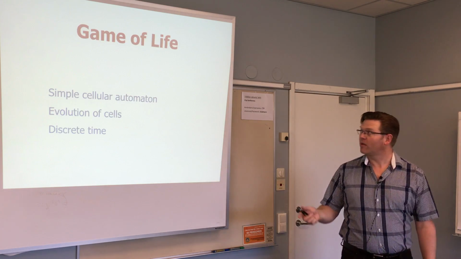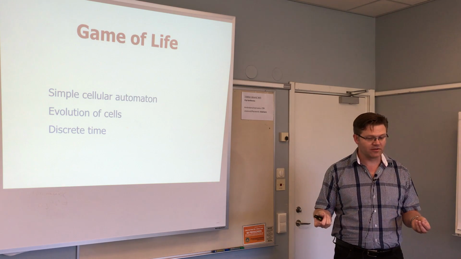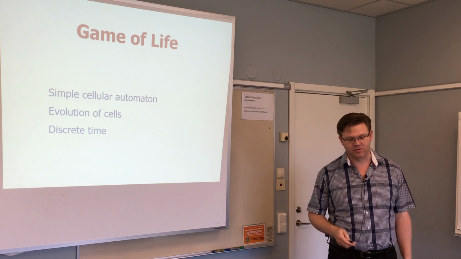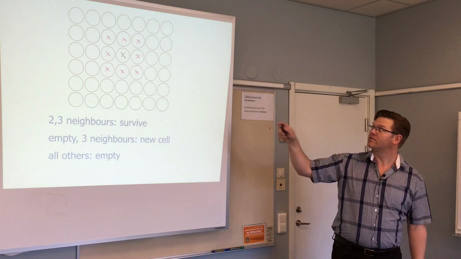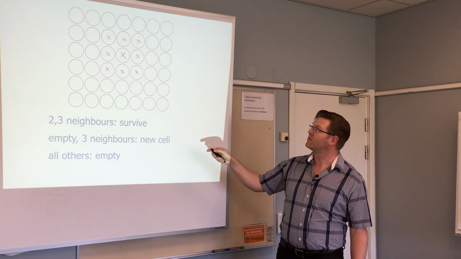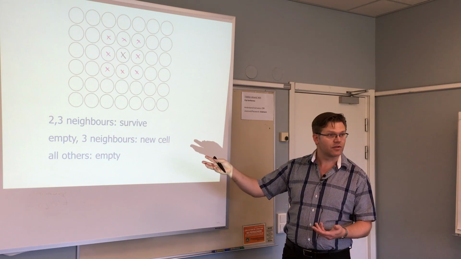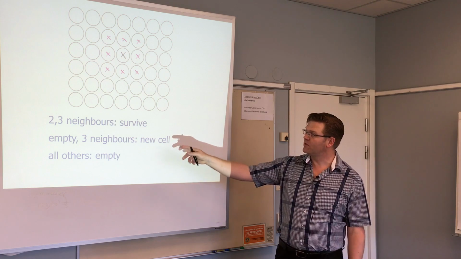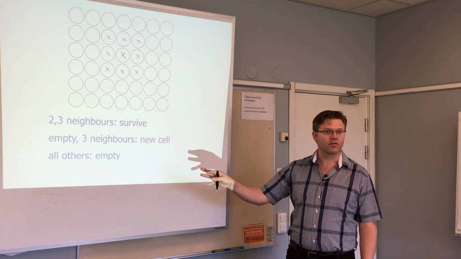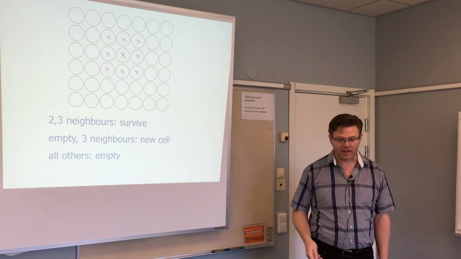So anyway, you know Game of Life, it's a simple cellular automaton. You have the evolution of cells and you have discrete time. Everybody know the problem? Good. So here you have one cell in the middle, and it evolves depending on the neighboring cells, those 8 ones there. If it has 2 or 3 neighbors, it survives to the next generation. If it's empty and there are 3 neighbors, a new cell will emerge there, and all others just go empty. So you can get these nice patterns and they evolve over time.